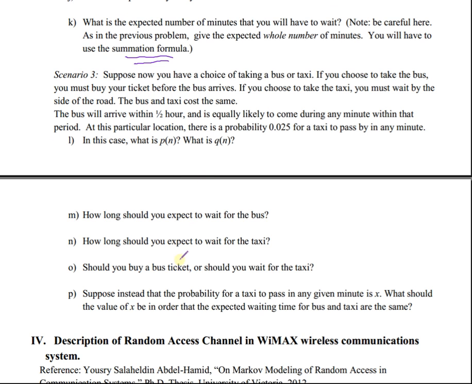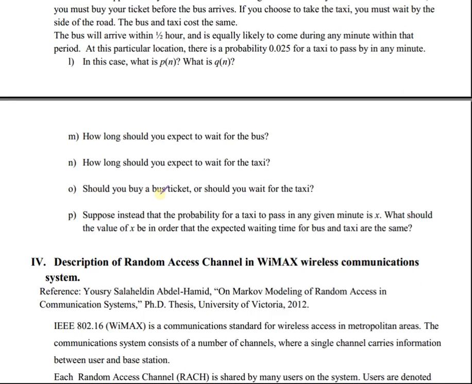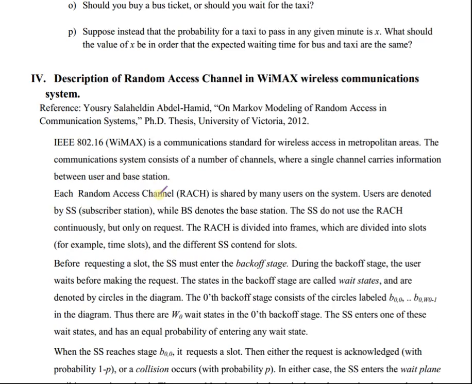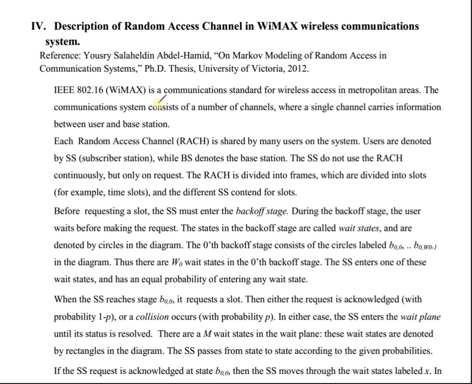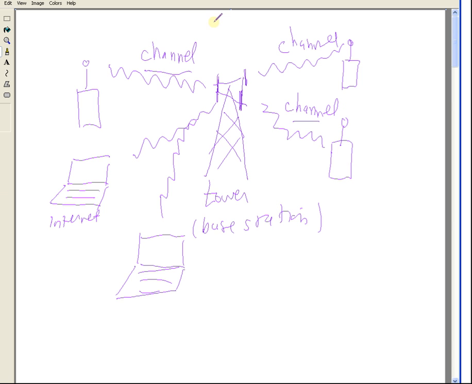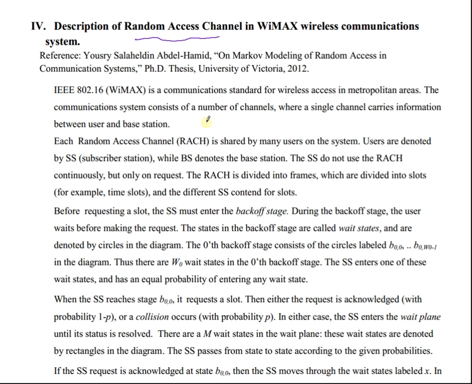All right, so that takes us through these 3 scenarios. So this is preliminary for our real model, which is the random access channel. And as I said, this random access channel was pictured here. You have different users sharing one single channel, and the different users use it or not in a random sort of fashion.